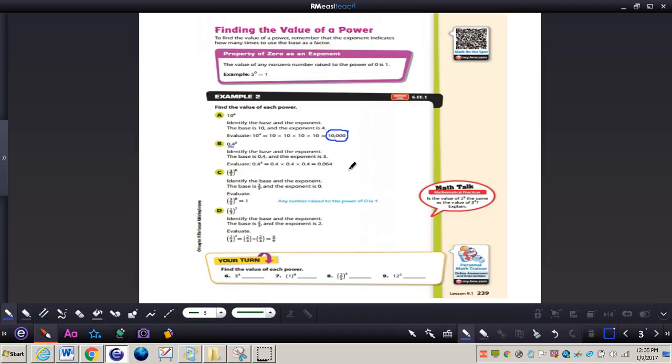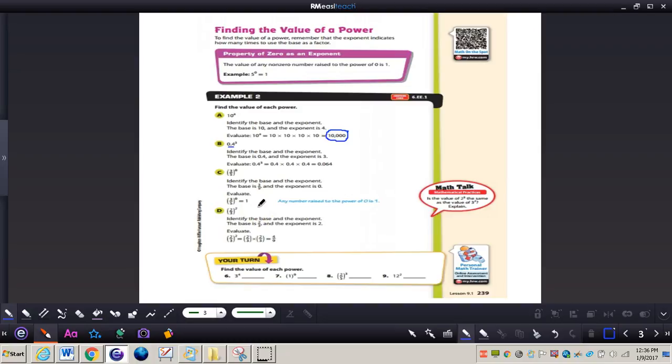Now let's take a look at letter C. We have 3/5 to the power of 0. Identify the base, 3/5. The exponent is 0. Remember our rule at the top, the value of any non-zero number raised to the power of 0 is always 1. 3/5 is a non-zero number. In other words, it's not 0. So 3/5 to the power of 0 is going to equal 1.